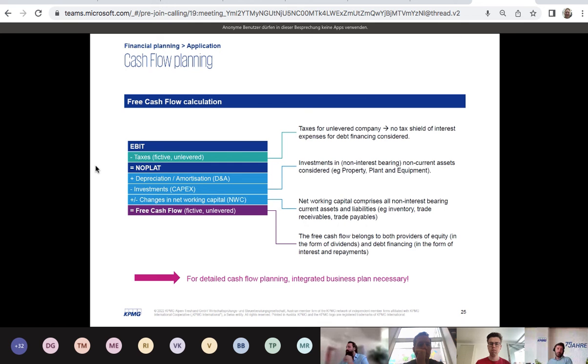But for our purposes, we will really need an integrated business plan, and that's also the task for you: to develop an integrated business plan consisting of not only these positions but also a fully fledged balance sheet and cash flow statement. But there again, please just focus on the most important line items. It's really not necessary to plan every single line item.